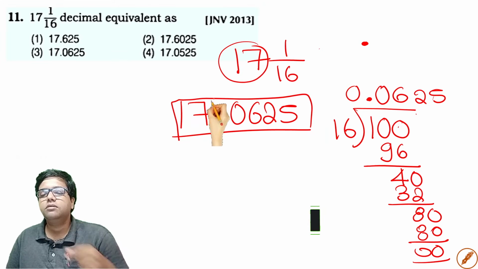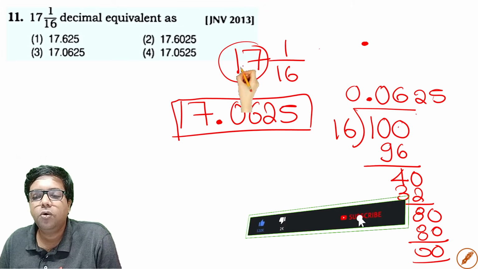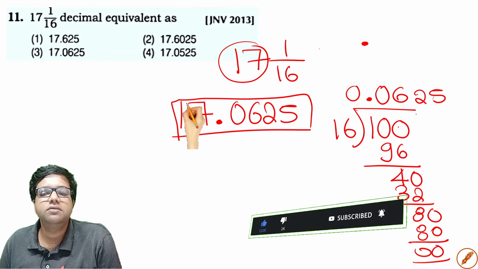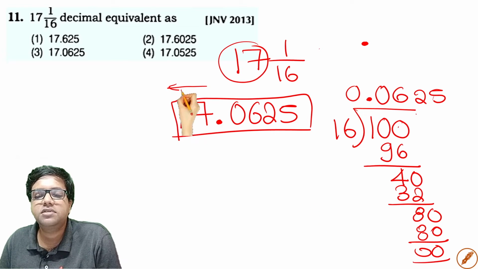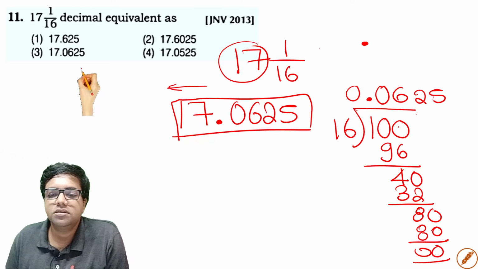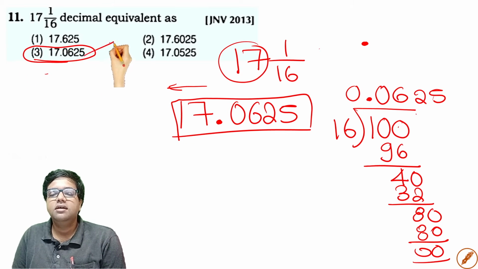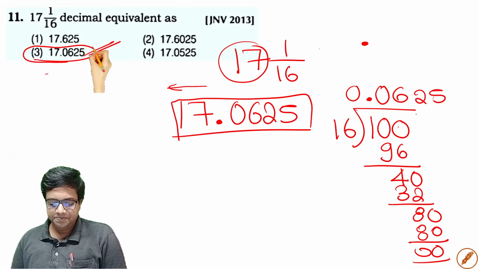You don't have to multiply the whole number and simplify it as a mixed fraction. The whole number will come as the whole number itself. All the numbers which are to the left of the decimal point are whole numbers. So therefore the given option number 3 is the right answer for this question.